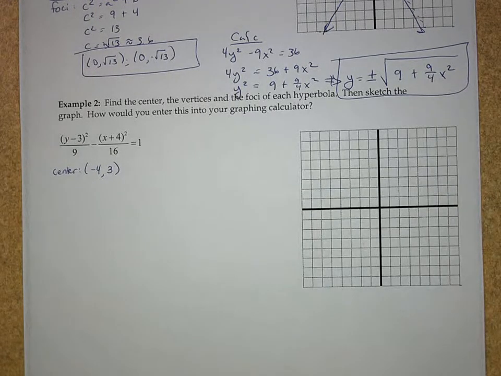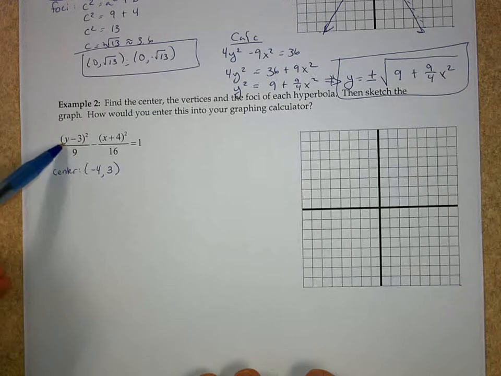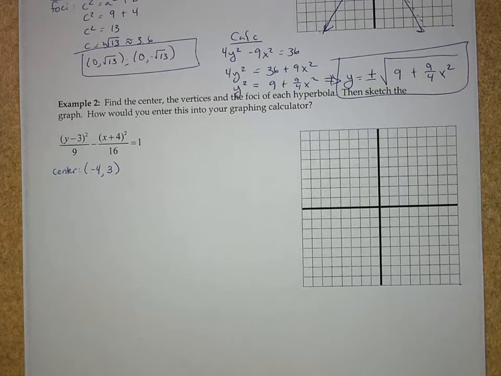The next piece of information that I know is the direction this hyperbola is going to open. The hyperbola always opens in the direction of the first fraction when it's in standard form, or the positive fraction. So here the y piece is in the positive fraction, so it's going to open up and down.